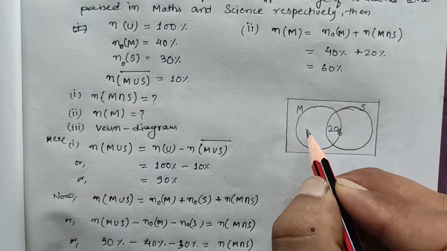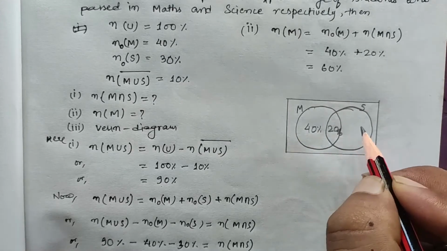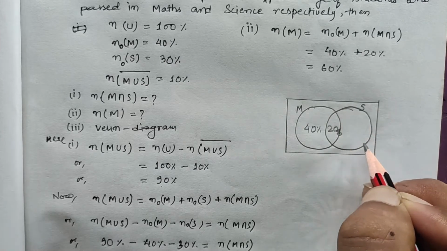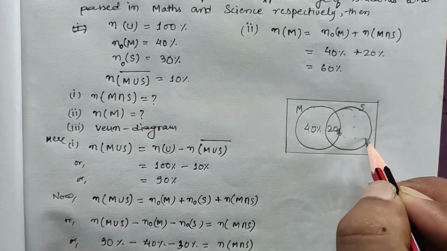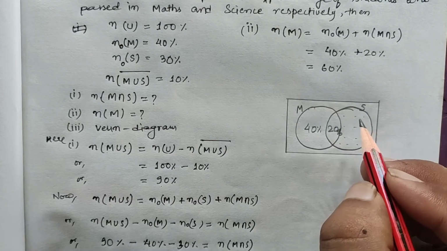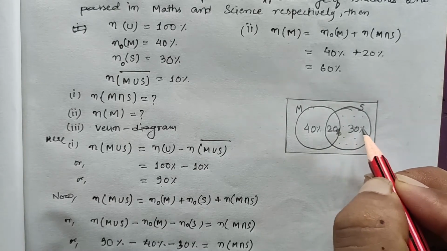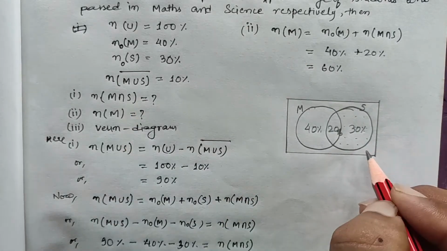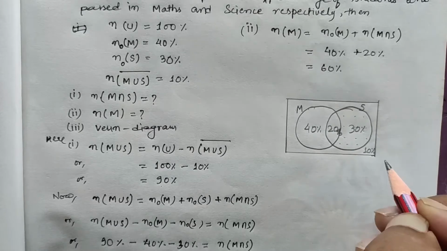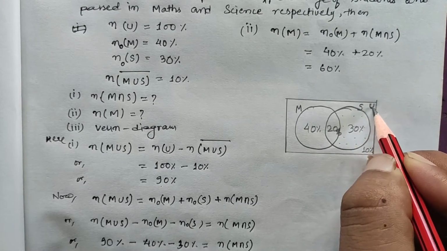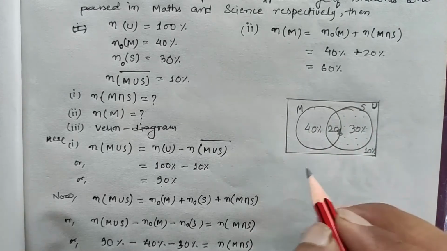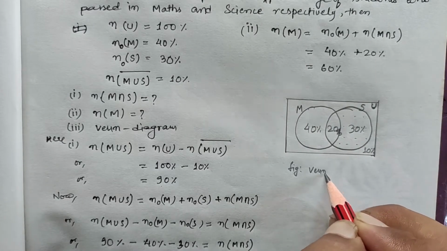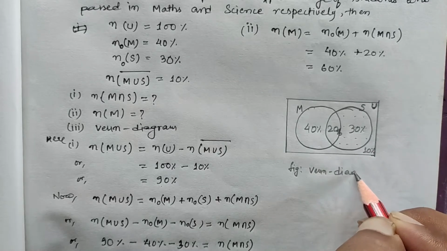So this part is n only m. N only m is given 40. Okay, and this part is n only s. So how much is it? It is 30%. And the complement is given, complement is 10%, so it is outside. And don't forget to write the u, it represents the universal set u. So this is the figure for the Venn diagram.